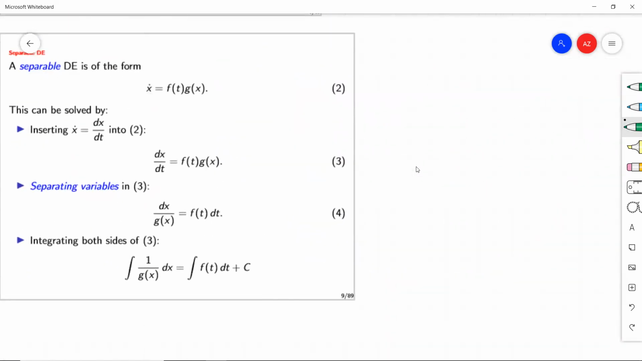Our right-hand side, this f of t, x, is exactly the product of two functions. The first depends only on t, and the other depends only on x. So we can separate variables. So we can write dx over g of x equals f of t times dt. And now we know what to do.